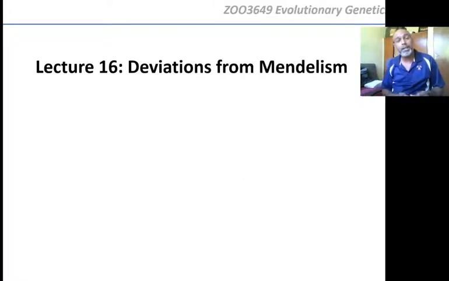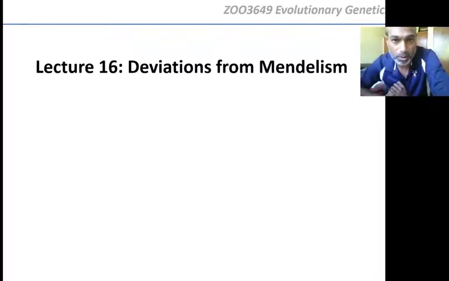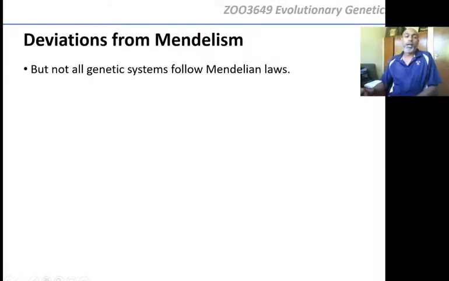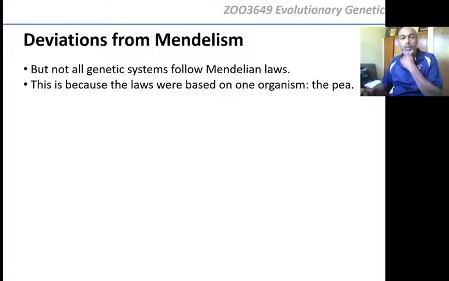However, as I said to you, he was very lucky to choose the pea plant because they followed those rules like most other organisms. However, there are certain situations where Mendel's rules are not followed, where there's a deviation from Mendel's rules of inheritance. And we're going to discuss those deviations today. In general, there are about 10 ways in which genetic systems can slightly deviate from the Mendelian way.